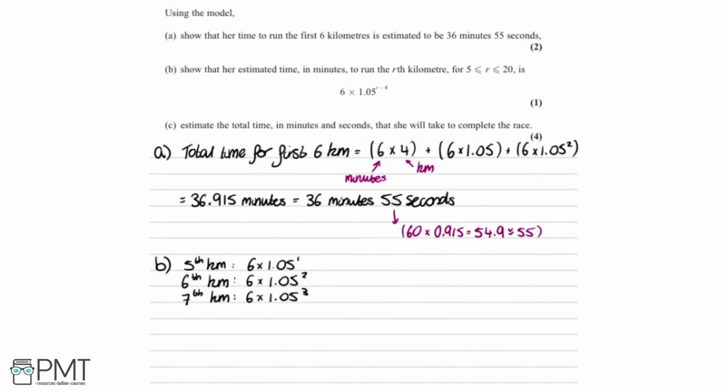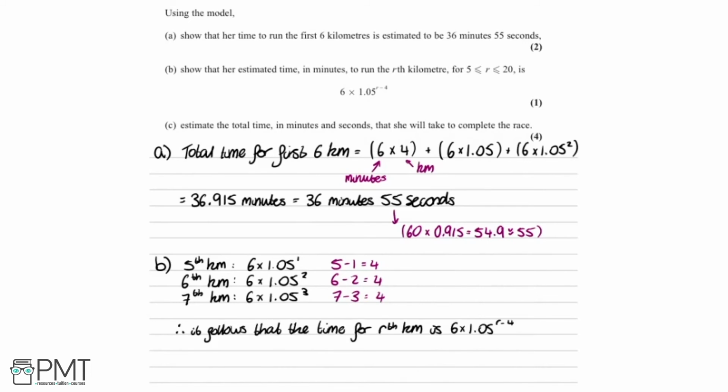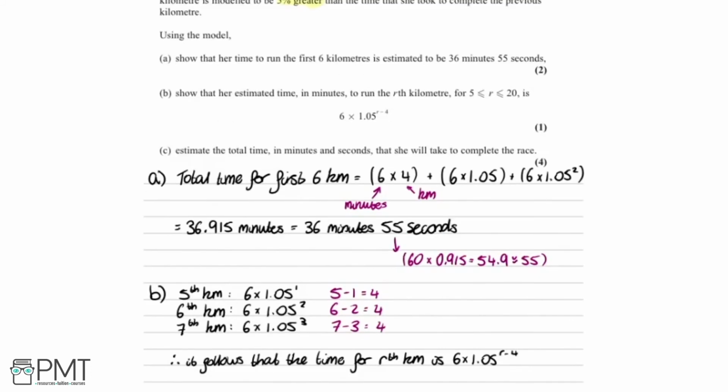And if we work out if there's a common pattern here, we've got, okay, for the 5th kilometre, if we take away the power here, minus 1, we get 4. Okay, the 6th kilometre, we take away the power, we get 4. And the 7th kilometre, we take away the power, and we get 4 as well. So we've basically shown it there. So therefore, it follows that the time taken for the rth kilometre is 6 times 1.05 to the power of r minus 4. And lastly, we're going to take a look at part C here. So we need to estimate the total time in minutes and seconds that she will take to complete the race.